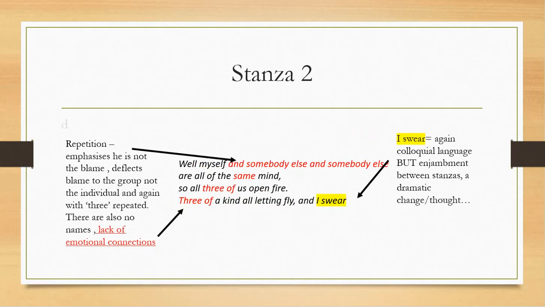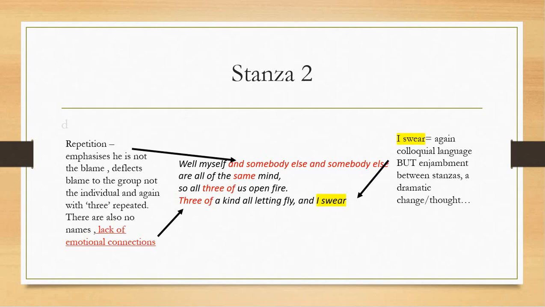In the second stanza, now this stanza, it's all about blame and deflecting blame. Stanza 2 is about deflecting the blame. There's repetition. He says, "and somebody else, and somebody else." We're all of the same mind. It brings that group together.